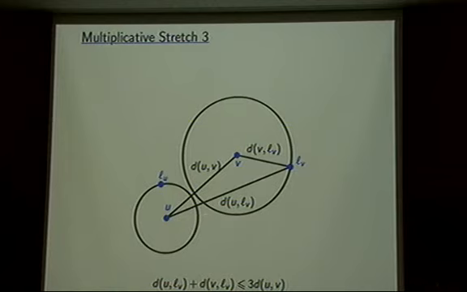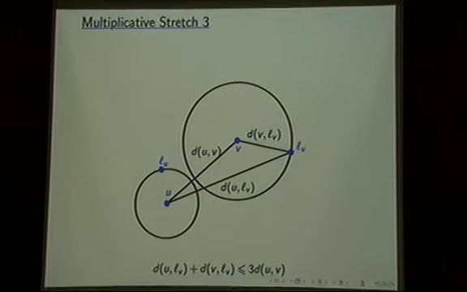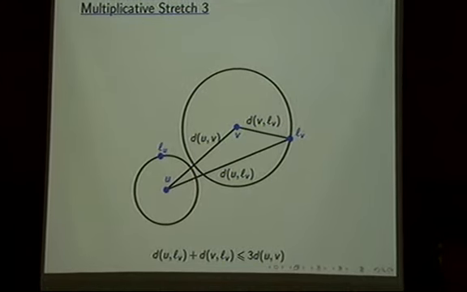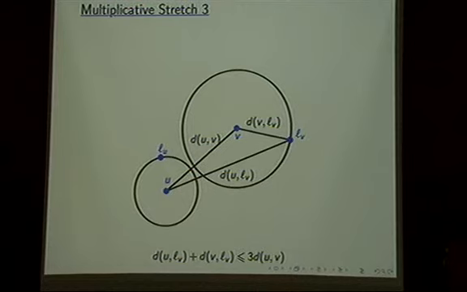Maybe this is too easy, but I'll let you think for a second how you would prove this. If anyone comes up with a solution, please raise your hand. So let's first bound this part here. Well, it's at most the distance from U to V, right? Otherwise, U would be in V's ball. So this one is done.